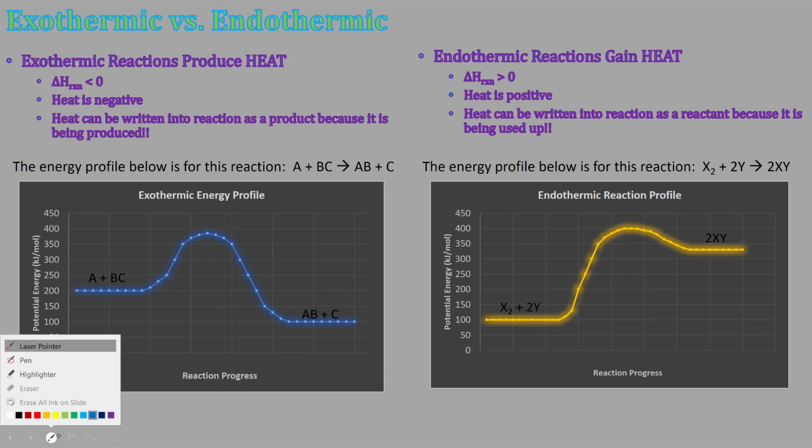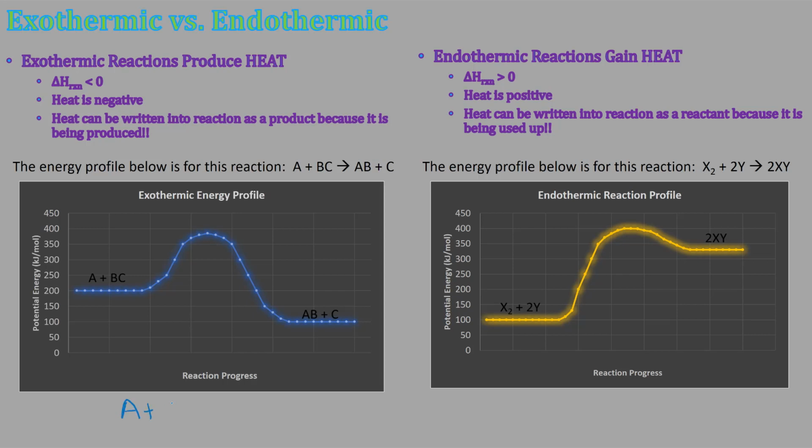And we can actually write our heat. So if this is our reaction, A plus BC goes to AB plus C, we could write delta H because it was lost in the reaction, so that means it's a product. So this value here, if we were to write it, would be a negative number. It would be less than 0.